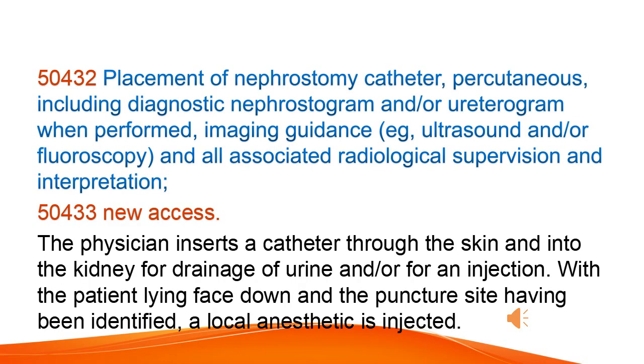Placement of nephrostomy catheter, percutaneous, including diagnostic nephrostogram and/or ureterogram when performed, imaging guidance, e.g., ultrasound and/or fluoroscopy, and all associated radiological supervision and interpretation. New access. The physician inserts a catheter through the skin and into the kidney for drainage of urine and/or for an injection. With the patient lying face down and the puncture site having been identified, a local anesthetic is injected.